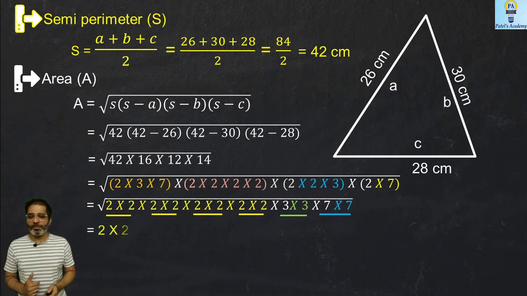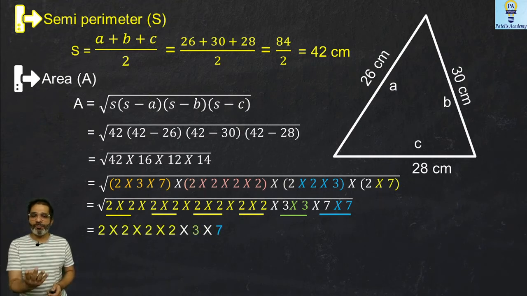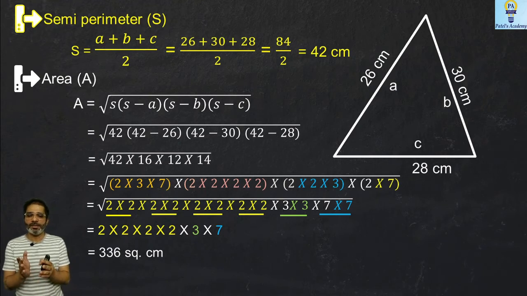So in the next step, what I'm doing is I made 4 groups. From each group I'm taking 1 2 out, so I have 4 2's. I have one group of 3, I'm taking 1 3 out. I have one group of 7, I'm taking 1 7 out. This is how we find square root. And the last step is I'm multiplying all the numbers, and what I get is 336 square centimeters.